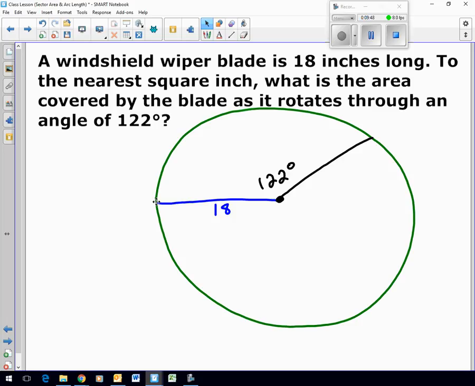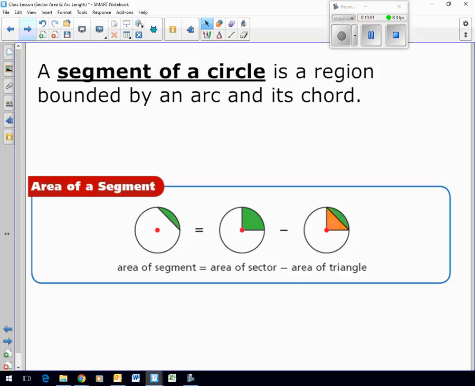So if I wanted to calculate the area of coverage of this blade, it would be pi times 18 squared times 122 over 360. Everybody on board with that? Cool. Johnston, what's a segment of a circle? Region bounded by an arc and chord. Perfect. A region bounded by an arc and its chord.